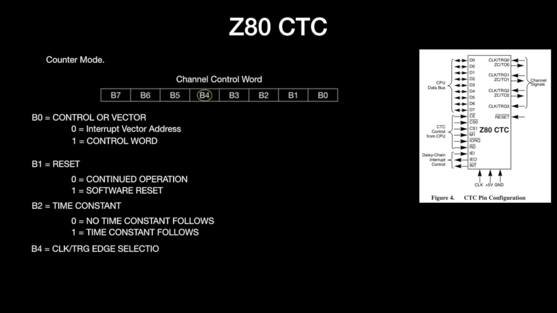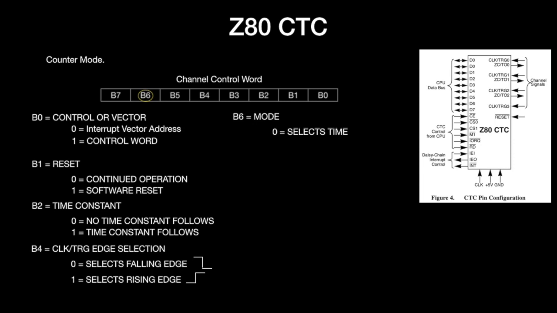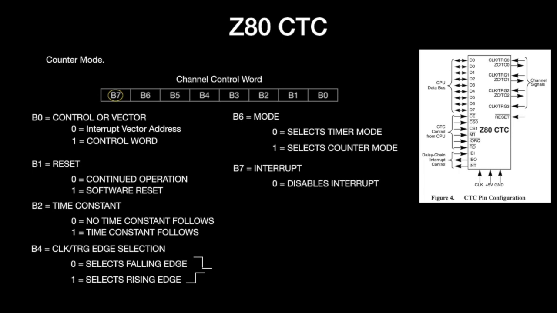Next one we skip, B4, that's the clock trigger edge selection. 0 stands for falling edge, means the signal goes from high to low, and 1 means the signal goes from low to high. The next one we skip again, and B6 is the mode. 0 selects timer mode, and 1 means counter mode. And the last one, B7, is interrupt. If it's 0, that means disable interrupt, and 1 means enable interrupt.